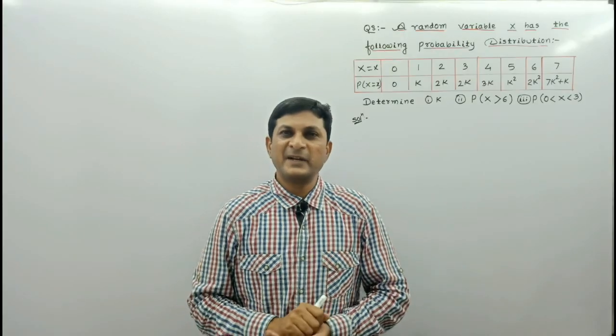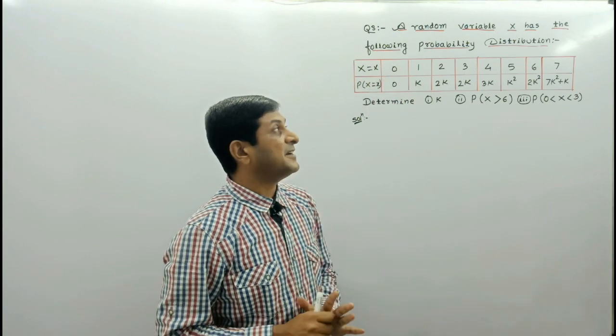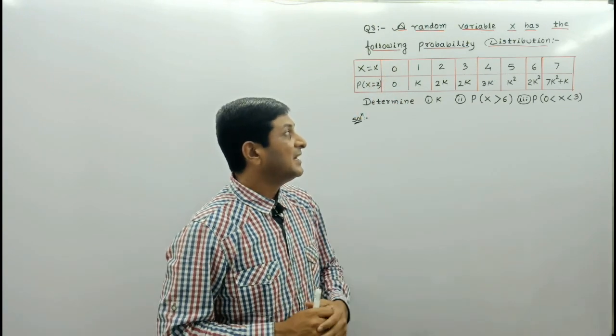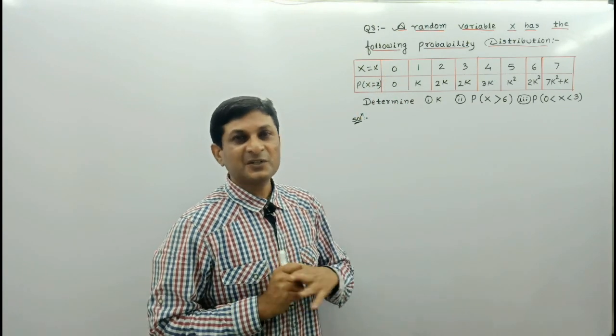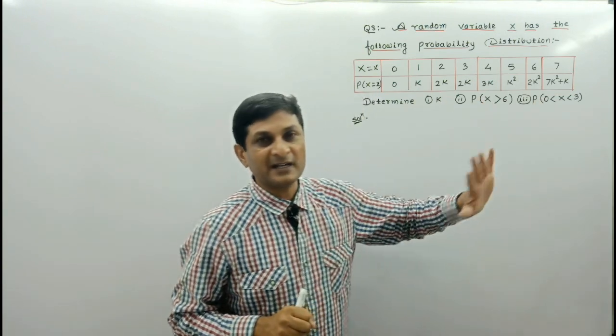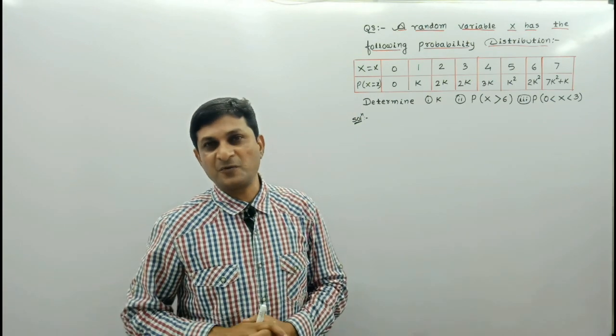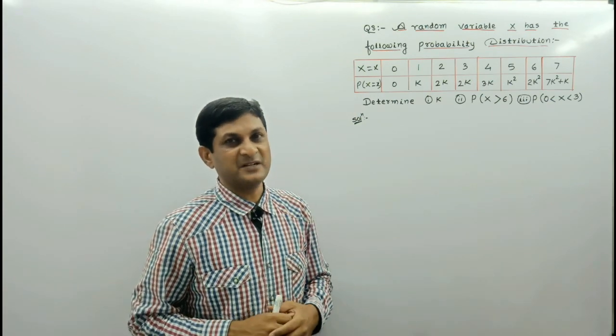See example number 8. In this example, the probability distribution of random variable x is given here, and using this condition, the question is to find out k, and two other examples are also given here. First we are trying to find the value of k using this probability distribution.